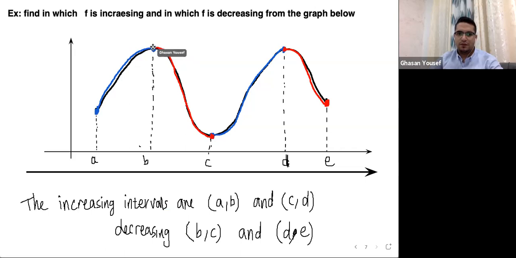Now, this top of the mountain is called the local maximum point. This point, changing from increasing to decreasing, is called local maximum. From decreasing to increasing is called local minimum. This is called the local minimum point. This point from increasing to decreasing is called the local maximum point. So I'm going to define the local maximum and local minimum values.